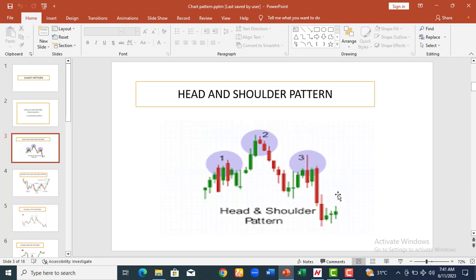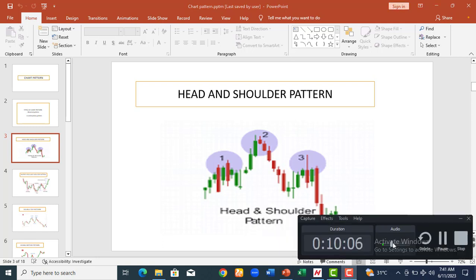All you got to do is to wait for another lower high at this particular place. You can now short the market. What do I mean by shorting the market? What I simply mean is selling the market.